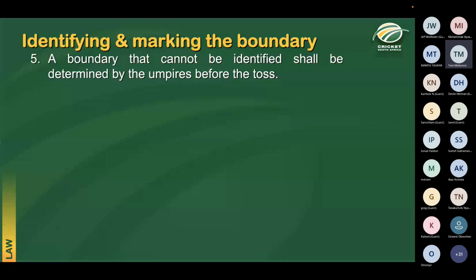A boundary that cannot be identified shall be determined by the umpires before the toss. So where you don't have a rope, you don't have a marked line, you don't have bricks, you need to make a plan and put something to be able to demarcate a boundary.